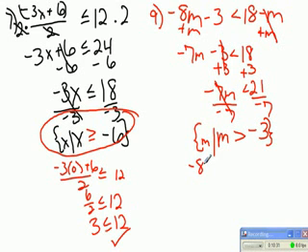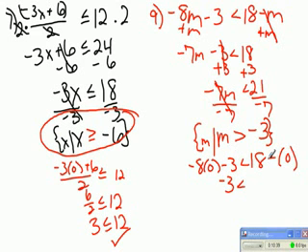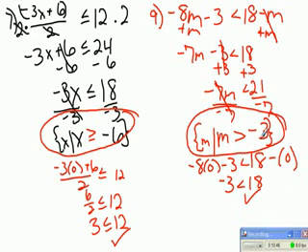So let's try 0. 8 times 0 minus 3 is less than 18 minus 0. That's 0, so that's negative 3. 18 minus 0 is 18. Negative 3 is less than 18, so that's correct. So my answer worked. Moving on to number 9.